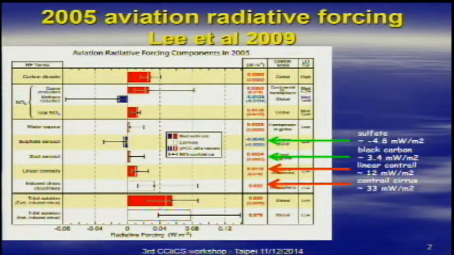And due to spreading and shearing in the atmosphere, the contrail will become indistinguishable from cirrus, called contrail cirrus. Based on this assessment, it is 33 milliwatts per meter square. And our assessment based on the 2006 aviation emissions is about 13. So again, CAM5 falls on the lower end of the estimate.